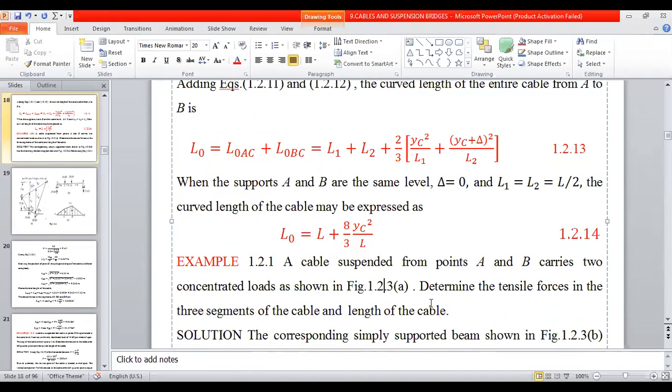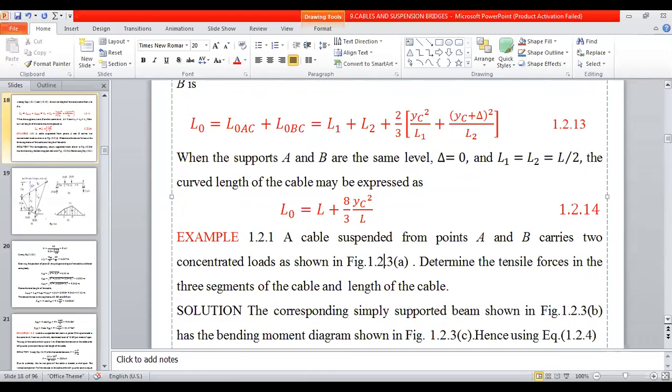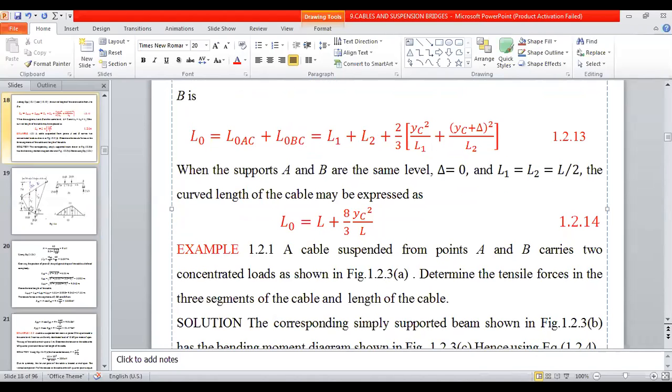Okay, sir. Okay? Right. And now coming to if the supports are at the same level, let us see some example. This was the example for supports at different levels; for supports at the same level, let us see another problem.